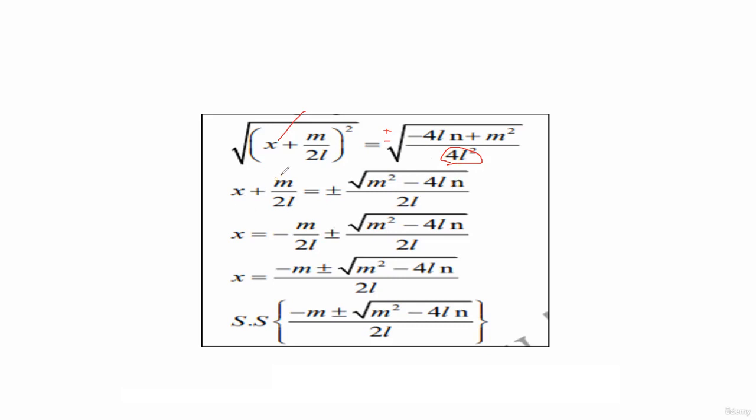Now transferring this m upon 2L to the right side, so the sign changes, minus m upon 2L plus minus this. Now taking the LCM, minus m plus minus the root of m square minus 4Ln, upon 2L, and this is the solution. And remember that this is the quadratic formula, and you have derived the quadratic formula, but with these values you don't use the standard equations. So this is the way you can use the completing square method.